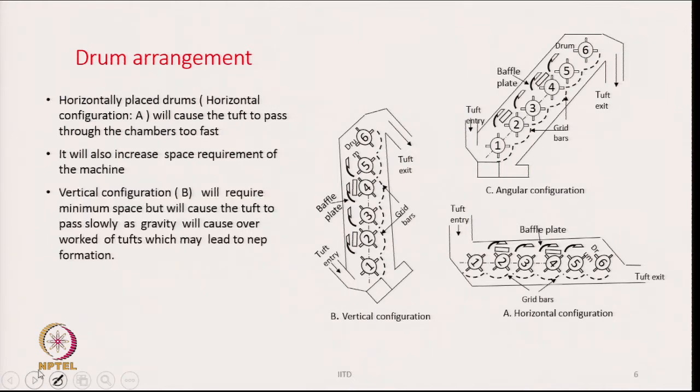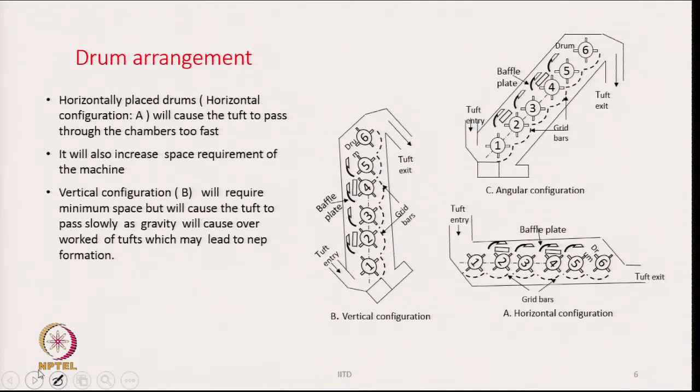The next one comes the vertical. In the vertical configuration, it will require minimum space. So, space wise it is very attractive, but it will take a lot of time for the tufts to move up because of the gravity. Many of them will fall down and they will be over treated. That possibility will be there if we have all the drums vertically up.